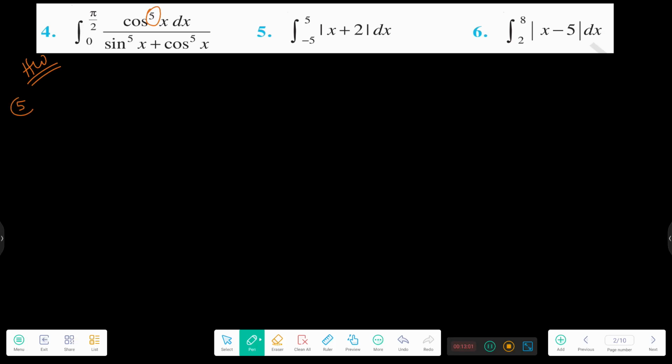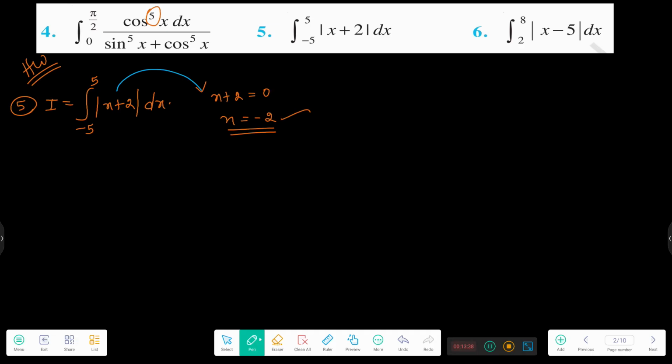And the fifth one, let's start. I is equal to the integral from minus 5 to plus 5 of modulus of x plus 2 into dx. Children, listen. Whatever you have inside the modulus, you take it equal to 0. For such modulus questions, you have to follow this method. So x plus 2 equal to 0, then x equals what am I getting? Minus 2.